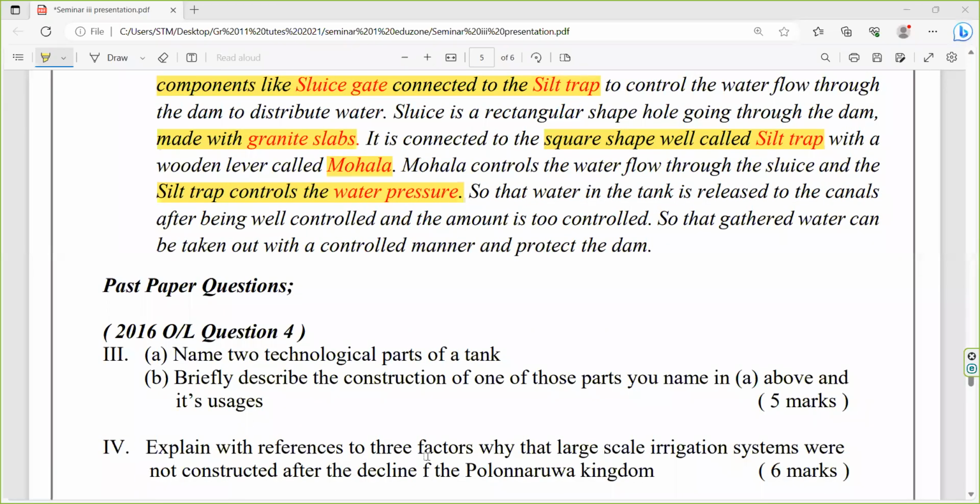See the next question, the fourth one: explain with reference to 3 factors why large scale irrigation systems were not constructed after the decline of the Polonnaruwa kingdom. Now see here, it is different. Once again, they are asking in a negative way. What are the objectives? Objectives: to store water, to fulfill urban water requirements, and to control floods.